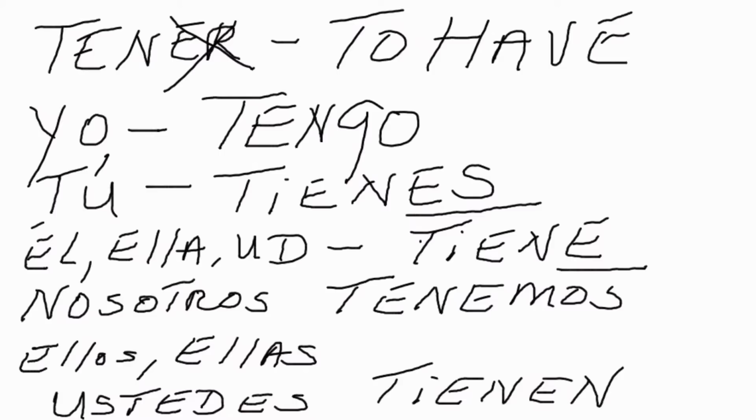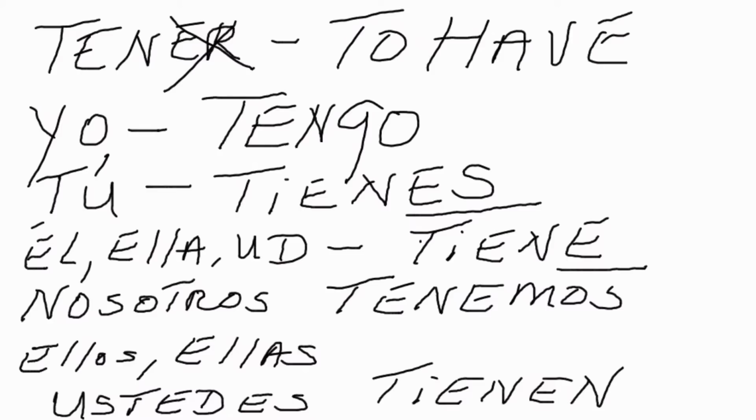Tenemos, well, it's a normal conjugation in this case. It's just T-E-N and then emos, E-M-O-S. Ellas, ustedes tienen. We're going to drop the ER and add EN.